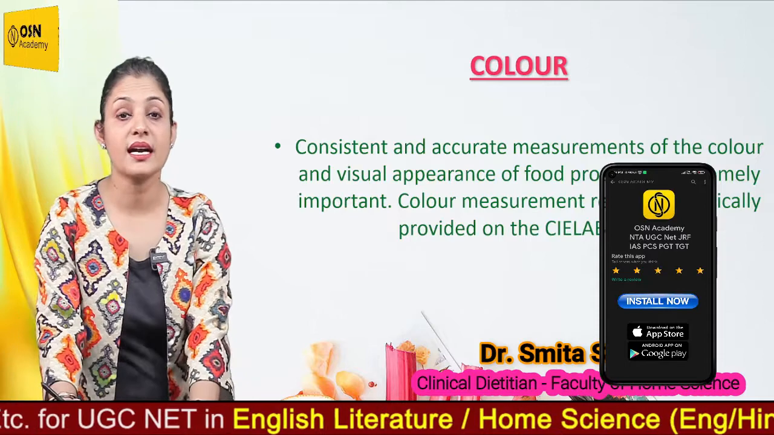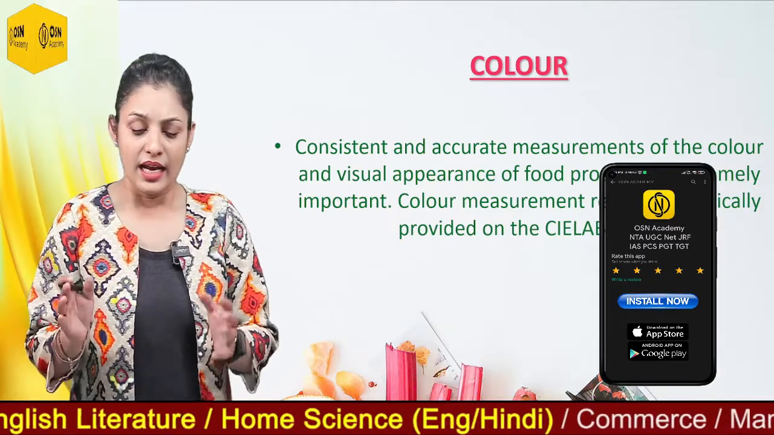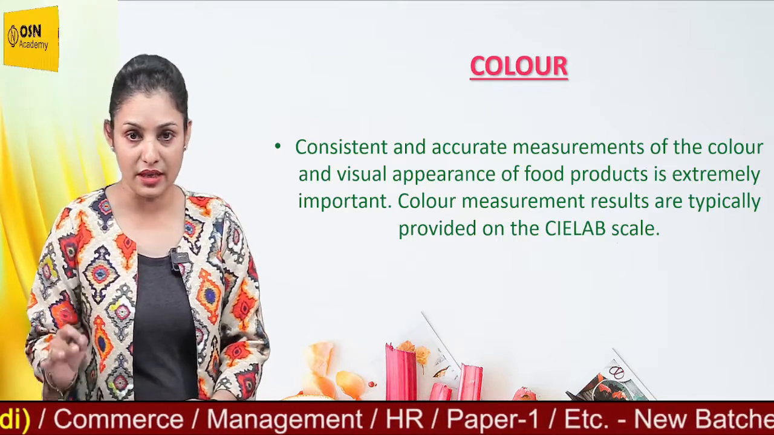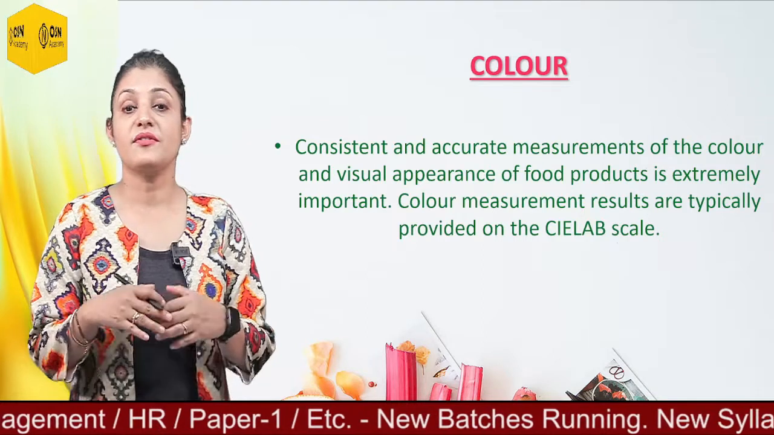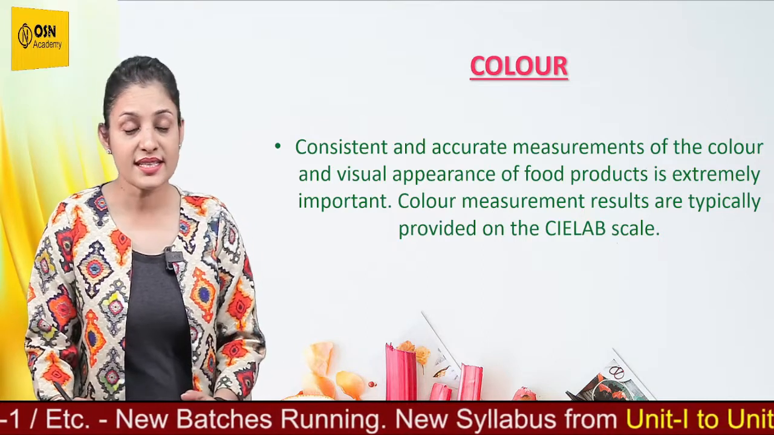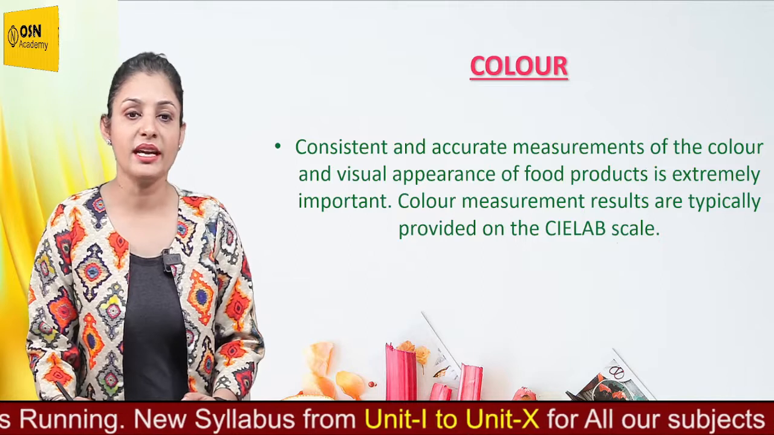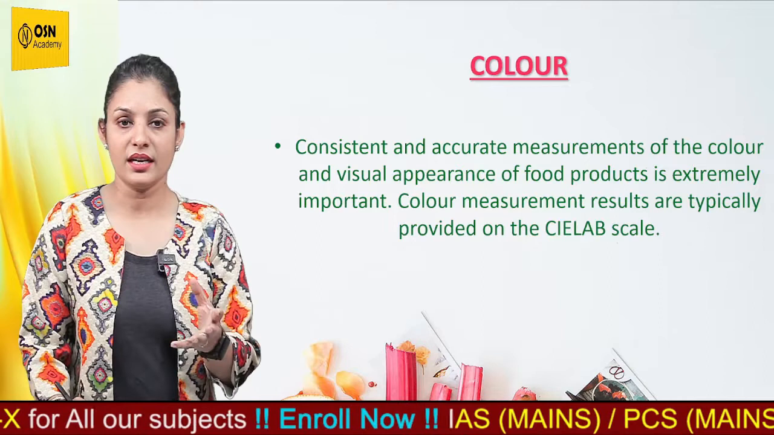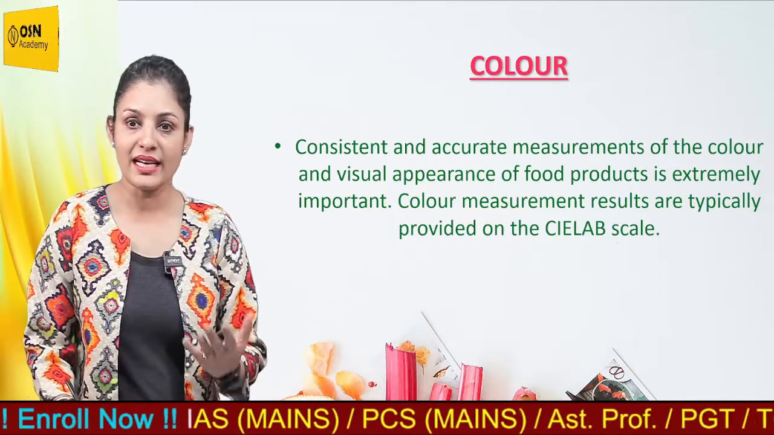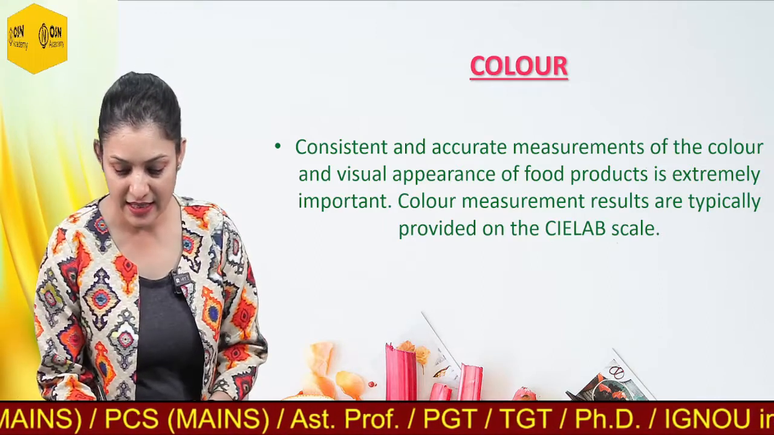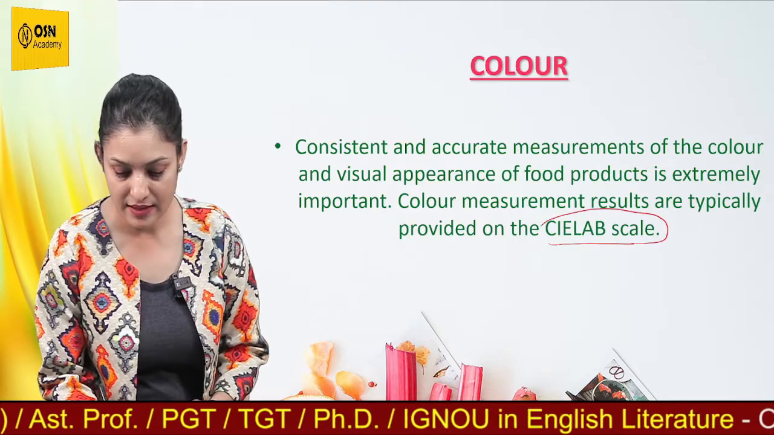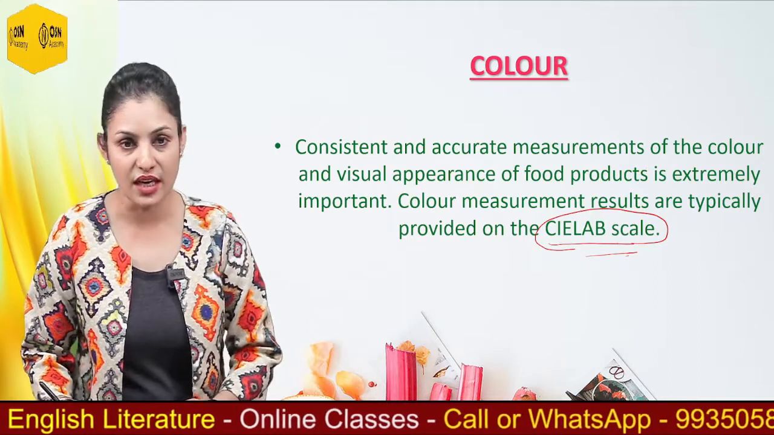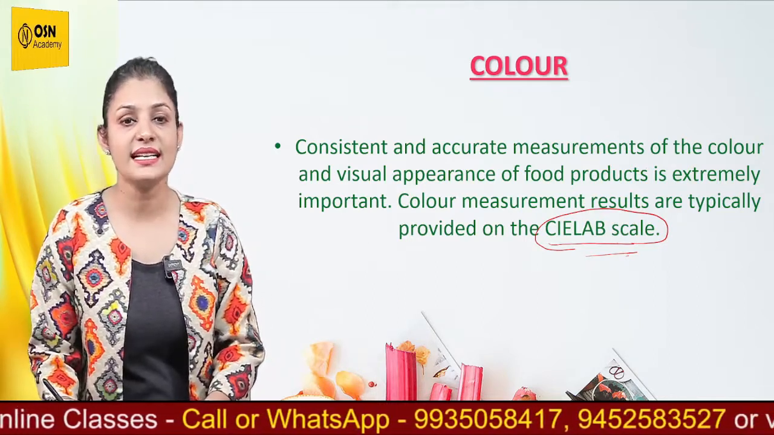The first one is color. What is color? It can be a consistent and accurate measurement of the color. It gives the visual appearance of the food product, and this is very, very important for any product to be acceptable. Now, whatever color is given to that food, it can typically be measured by the CIELAB scale. This is also a way to measure the color of the food, and this is the CIELAB scale.